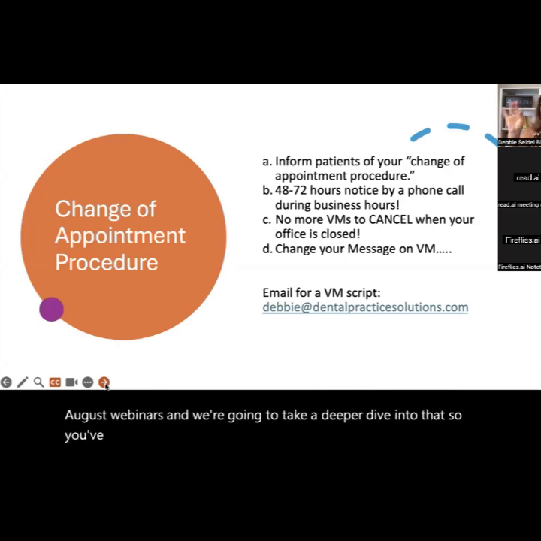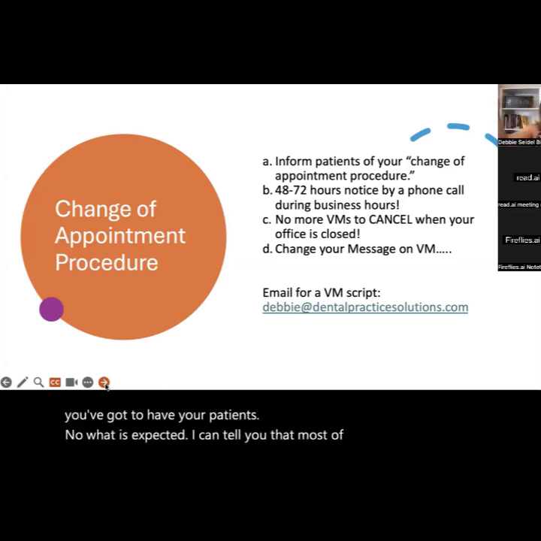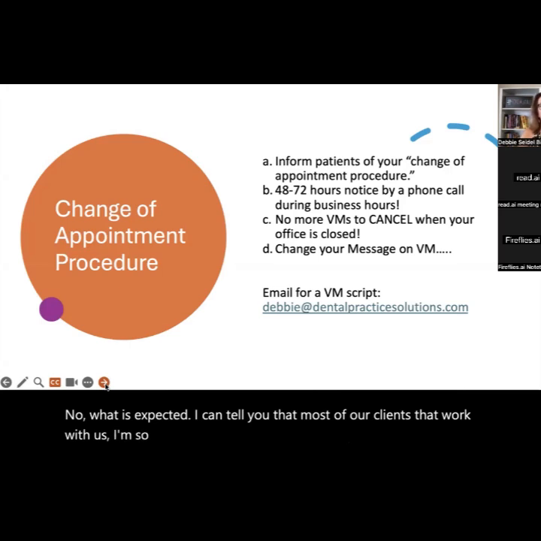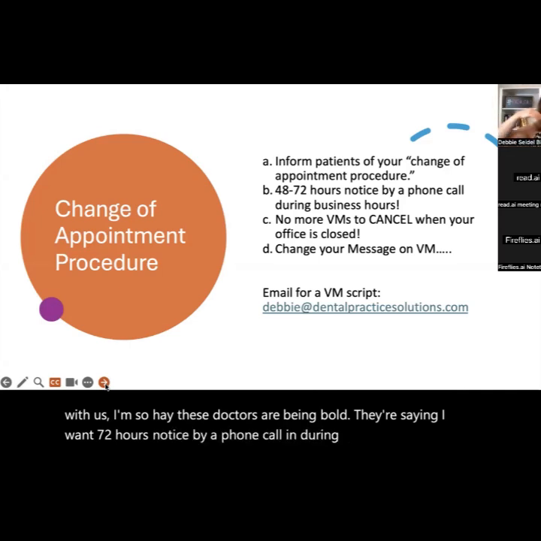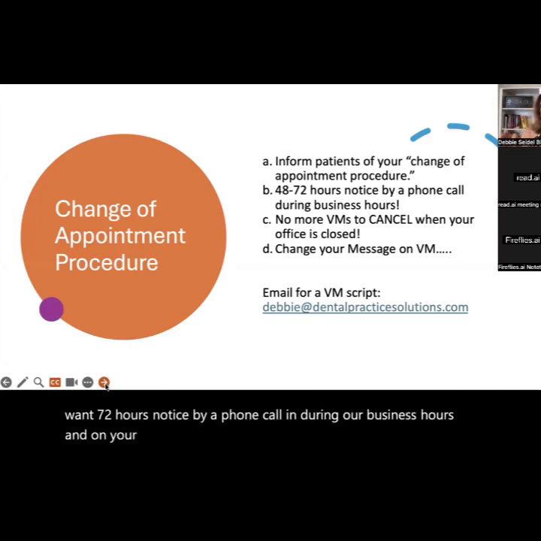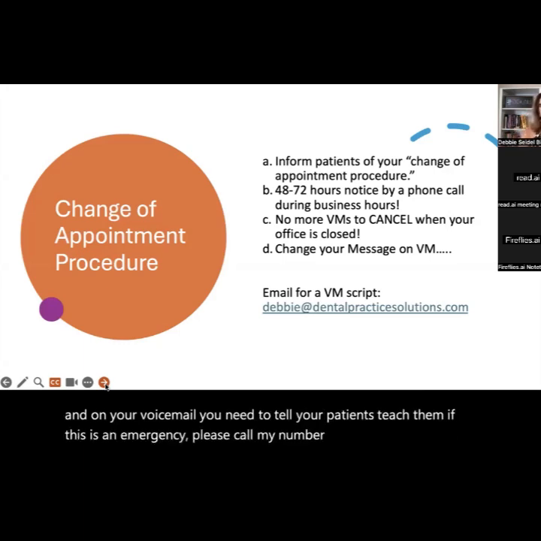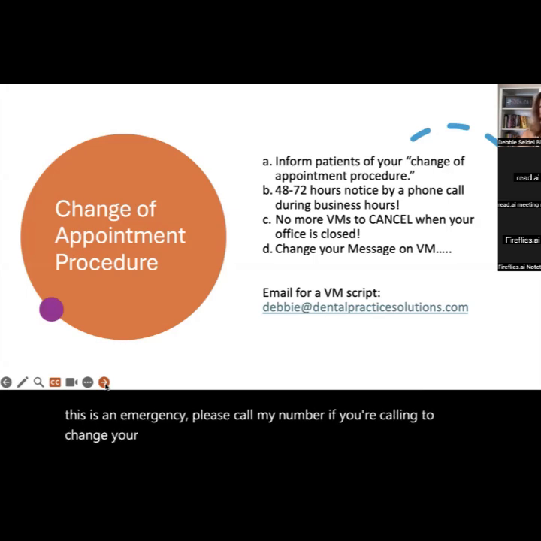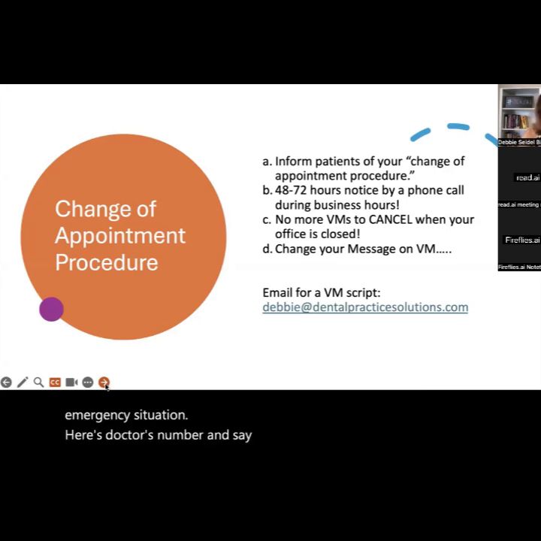So you've got to have your patients know what is expected. I can tell you that most of our clients that work with us, I'm so happy these doctors are being bold. They're saying, I want 72 hours notice by a phone call during our business hours. And on your voicemail, you need to tell your patients, teach them, if this is an emergency, please call my number. If you're calling to change your appointment, we do not accept appointment changes by phone. You'll need to call during business hours. If it's an emergency situation, here's doctor's number, and say the number again where they can call doctor.